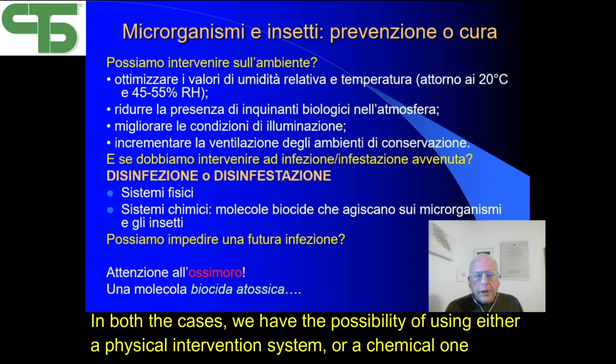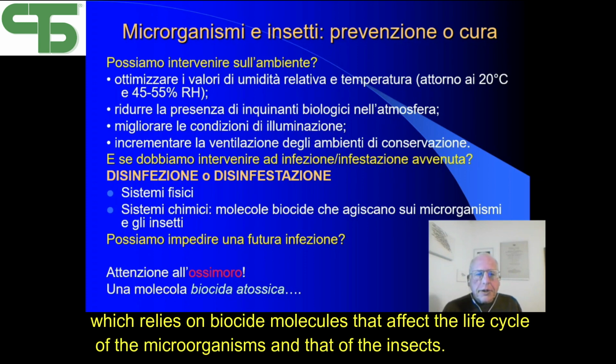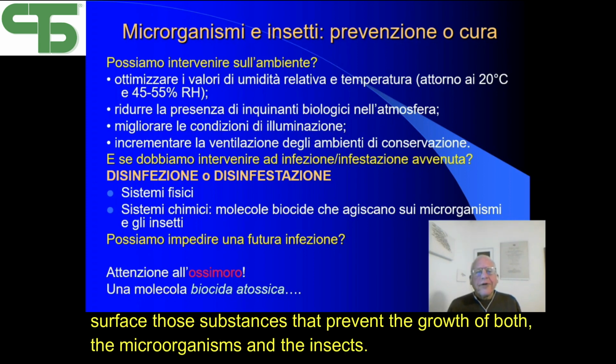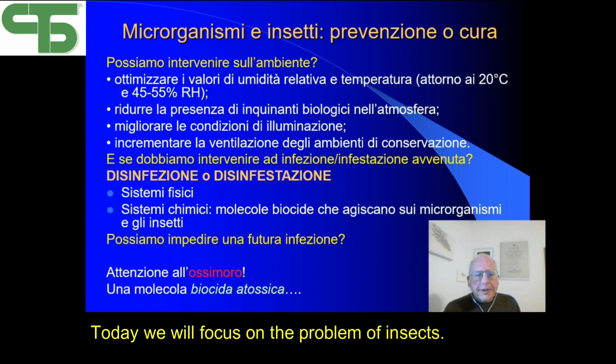In both cases, we have the possibility of using either a physical intervention system or a chemical one, which relies on biocide molecules that affect the life cycle of the microorganism and that of the insects. We utilize these molecules particularly to prevent future attacks and by depositing on the surface substances that prevent the growth of both the microorganism and the insects. Today we will focus on the problem of insects.